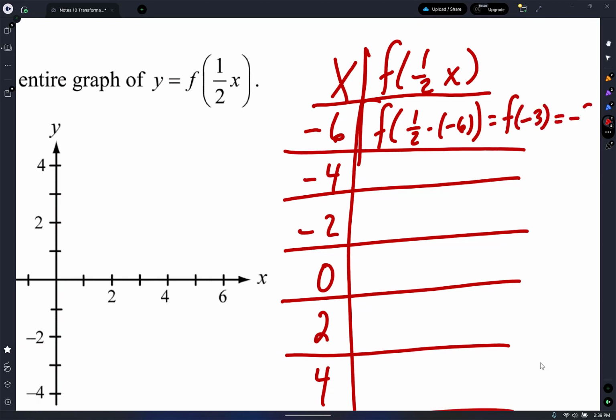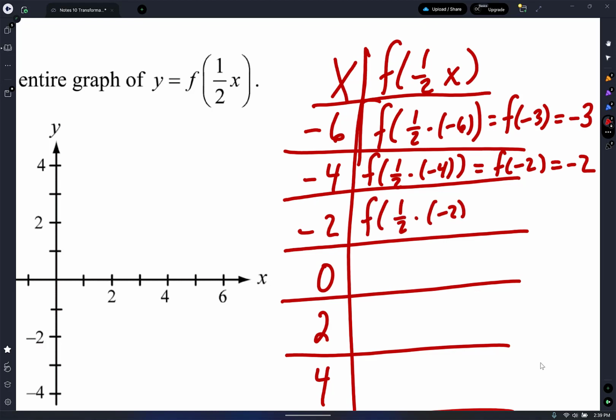f of negative 3 is negative 3. See? So look at this. f of 1/2 times negative 4. What's half of negative 4? So f of negative 2 is negative 2. I'm just taking those values from the original. f of 1/2 times negative 2. What's half of negative 2? Negative. f of negative 1, I believe, was negative 1. Half times 0 is always going to be 0, so that's still negative 1.